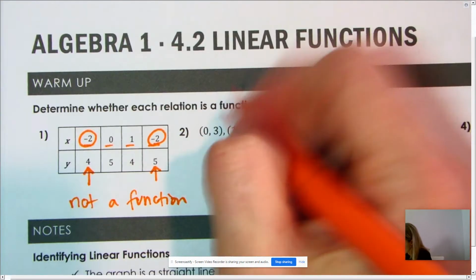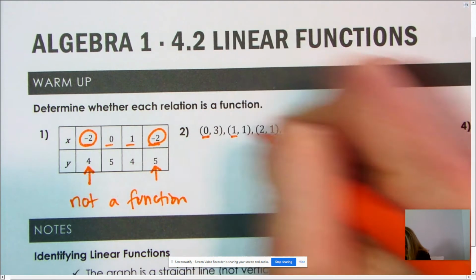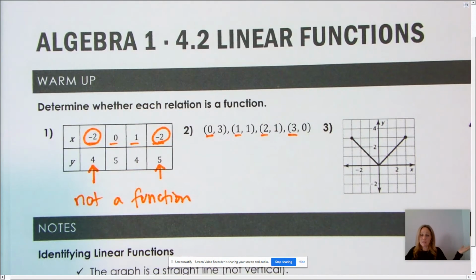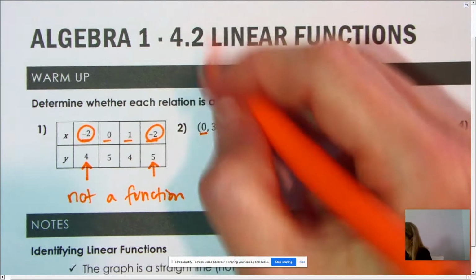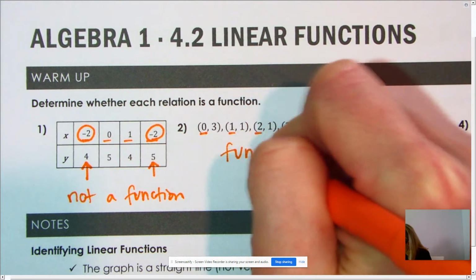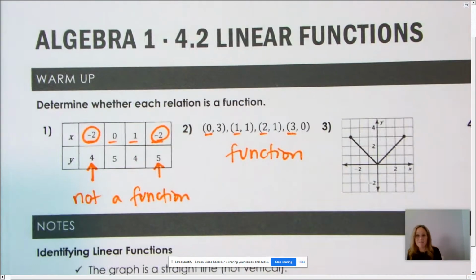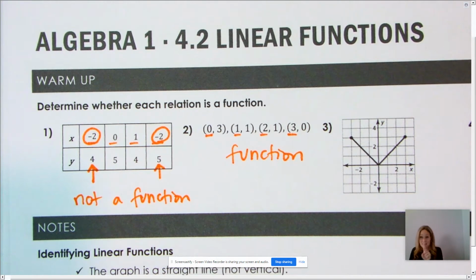So now we're going to look again at our inputs, 0, 1, 2, and 3. Those are all different, so automatically, yes, it is a function. The only time it's not a function is if the same input goes to two different outputs.